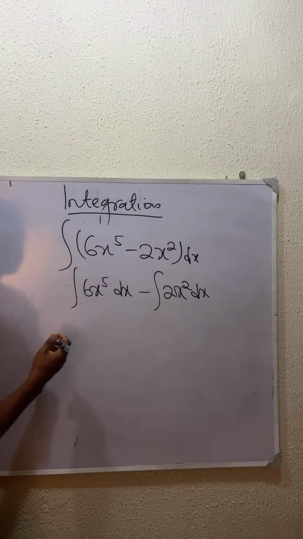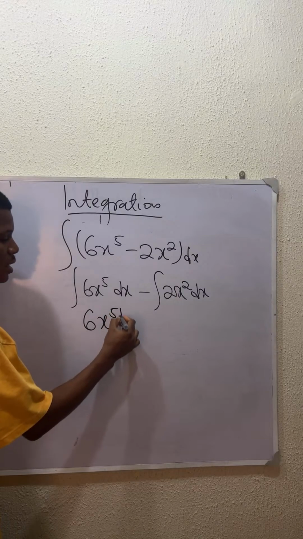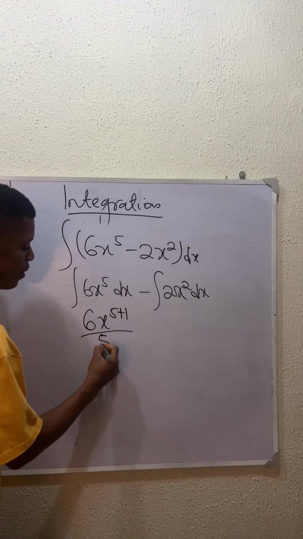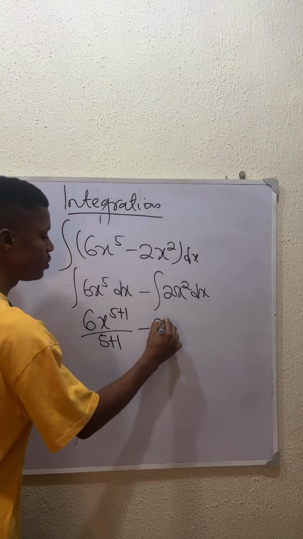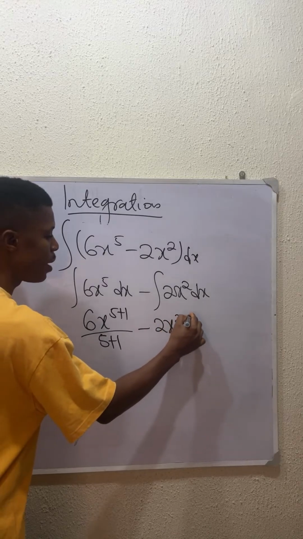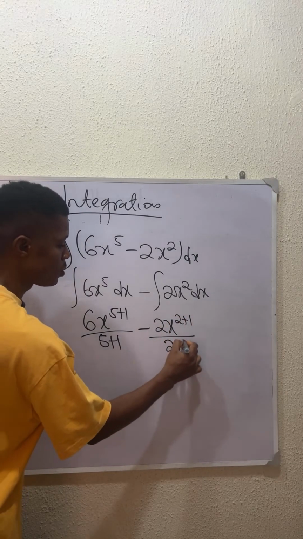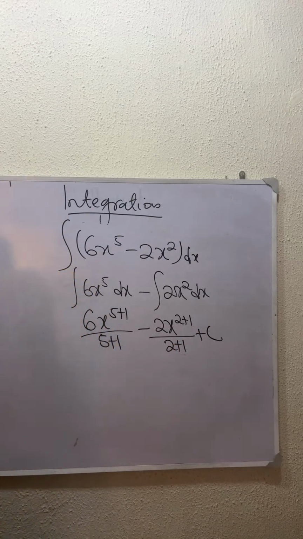So what do we have? We have 6x power 5, increase the power by 1, then divide by the new power, 5 plus 1. Then the minus 2x, increase the power by 1, then divided by 2 plus 1. That's the new power. Plus the constant of integration.